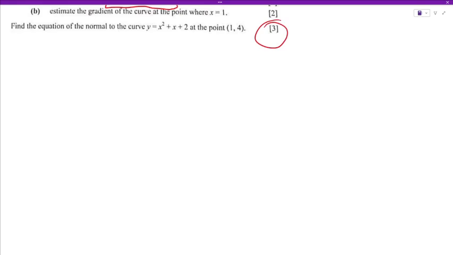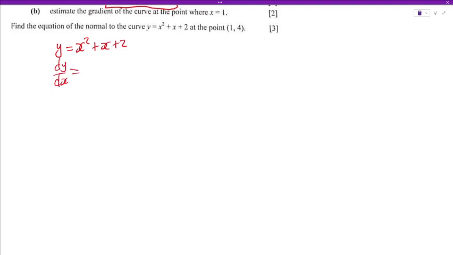You know how to differentiate. You know how to find the equation of a straight line. So why should you miss out on these 3 marks? So we said the first thing you do is write down the equation they've given you of the curve, which is y equals x squared plus x plus 2. This one is very simple. Then you differentiate it.